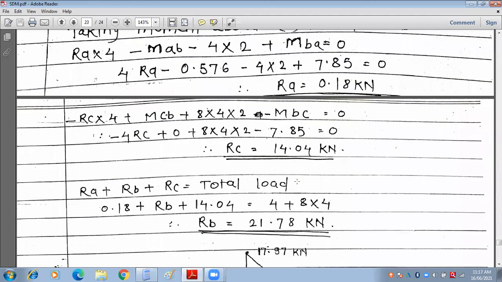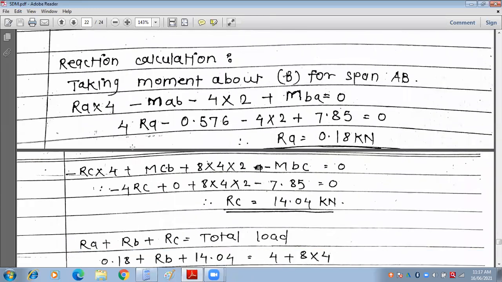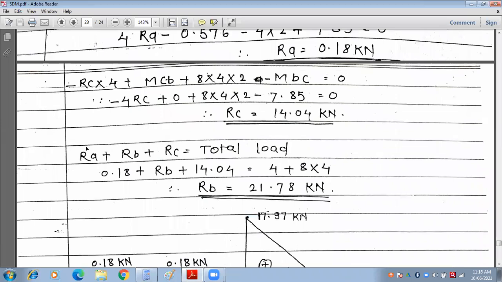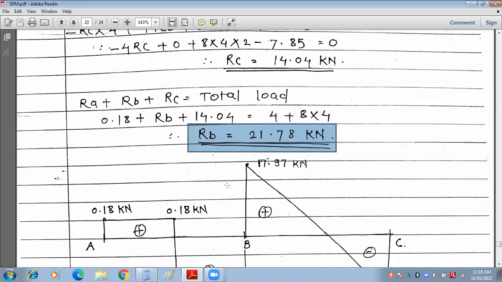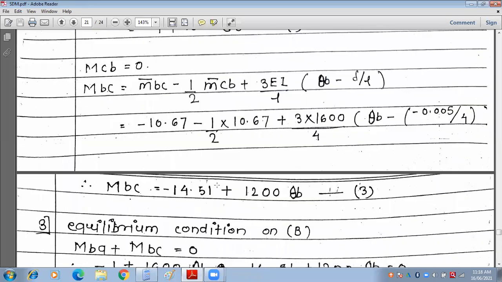Similarly, by simplification and by taking the moment about point C, you will get the reaction at C as 14.04. Now summation Fy: reaction RA plus RB plus RC is equal to the total load. Once you have found reactions RA and RC, total load minus these two reactions gives you the middle reaction RB. Now once you have all these reactions, it is easy to draw the shear force diagram.